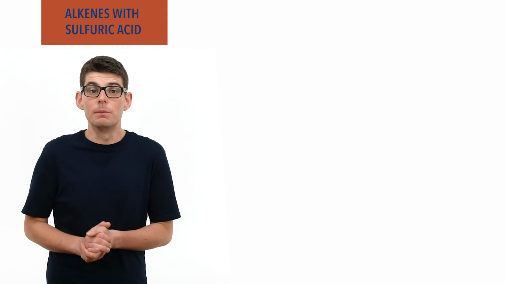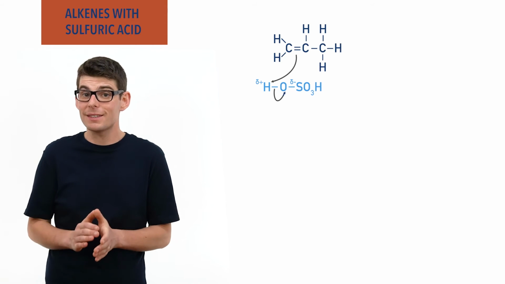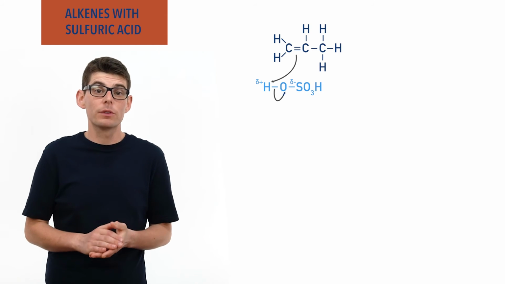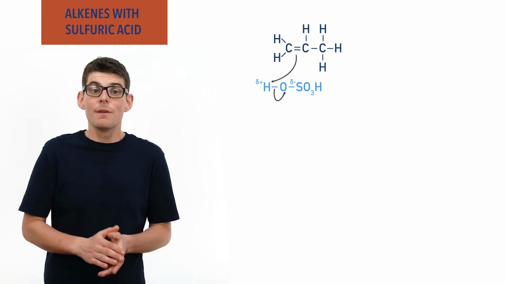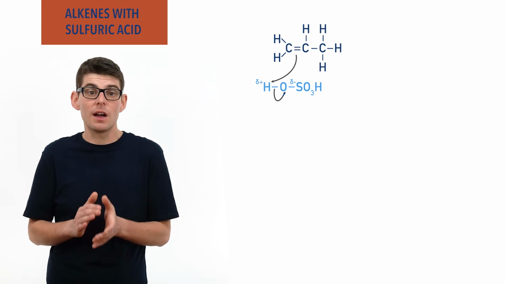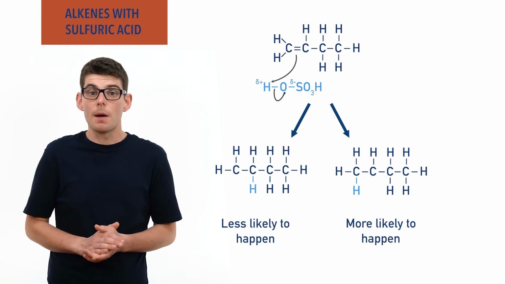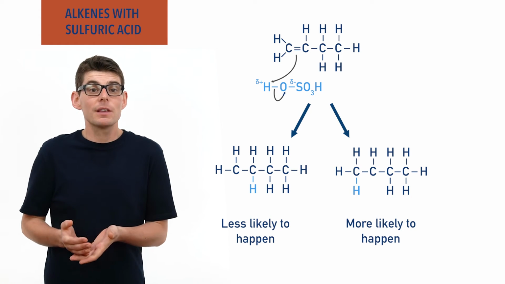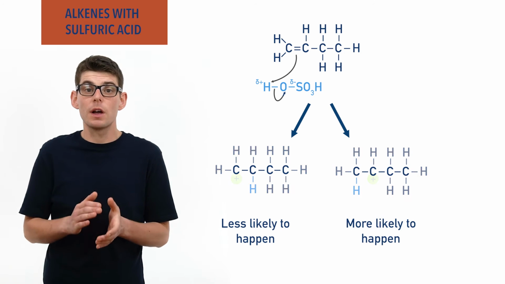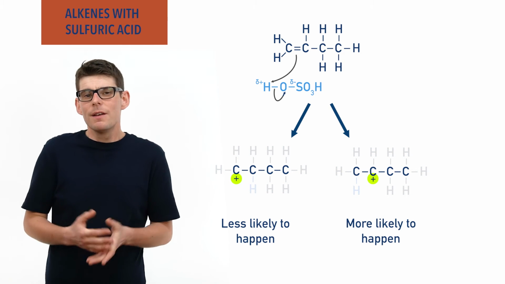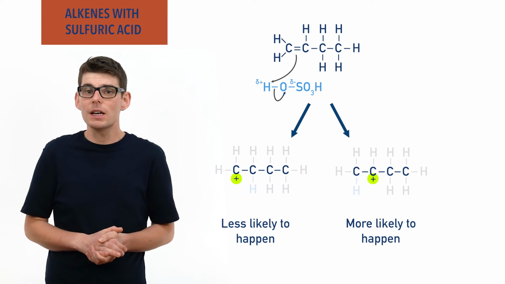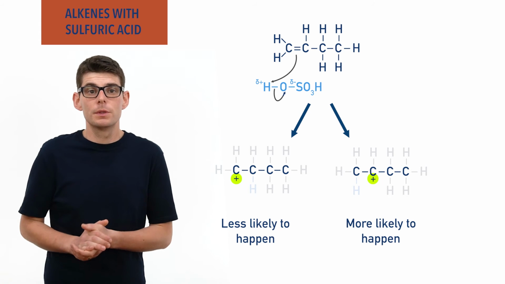In simple terms, the hydrogen from sulfuric acid is more likely to bond to the carbon in the double bond that is bonded to the fewest other carbon atoms. This will mean the positive charge in the carbocation intermediate ends up on the carbon bonded to the most other carbon atoms. This is because of the positive inductive effect of carbon groups.